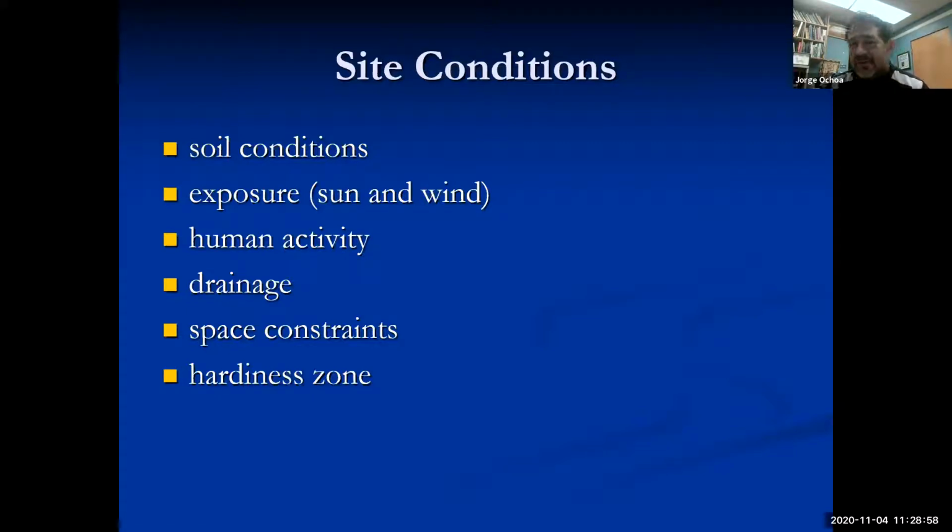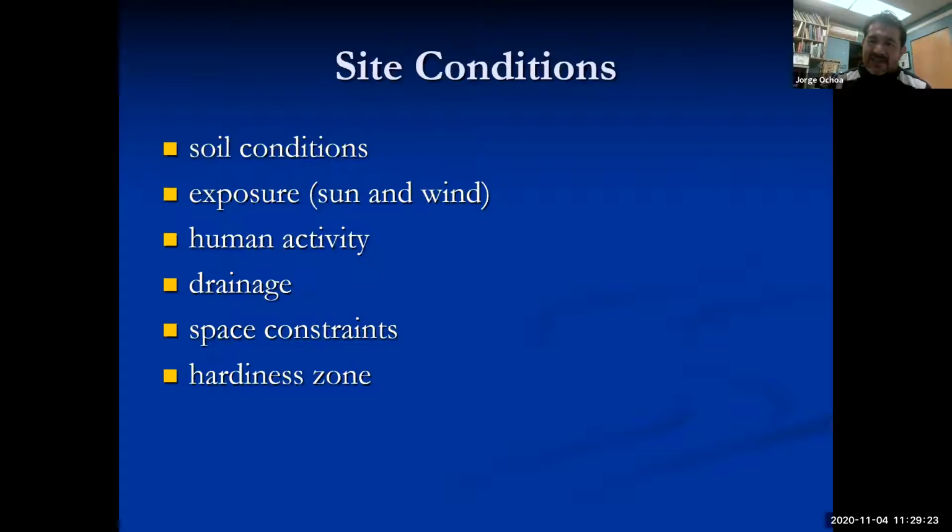I'm going to look for the exposure. Is this going to be a sunny area, or is it going to be shade? Is it between two buildings? Also, if there's going to be wind, there are going to be wind tunnels in certain parts of the city. Is this an area prone to winds? There are also the Santa Ana winds that may have a problem, especially when the tree is young, that can dry out the tree. I'm going to look at the human activity.